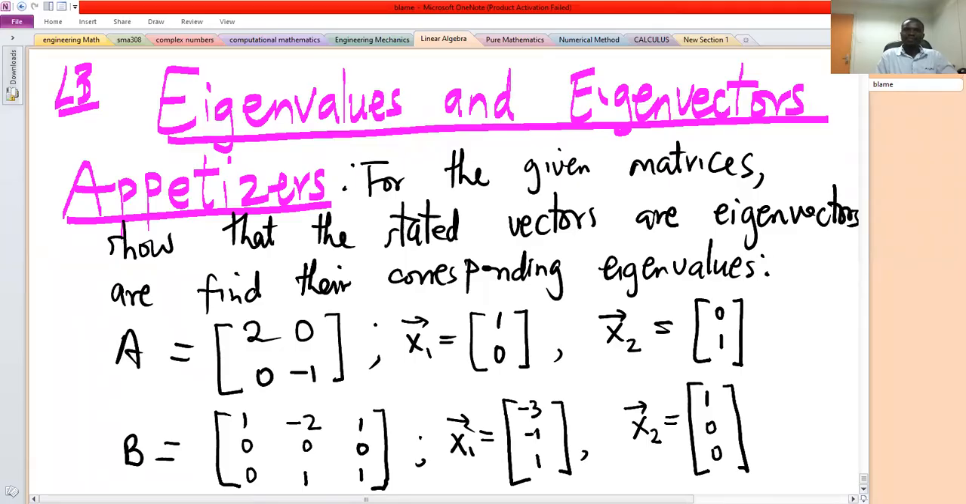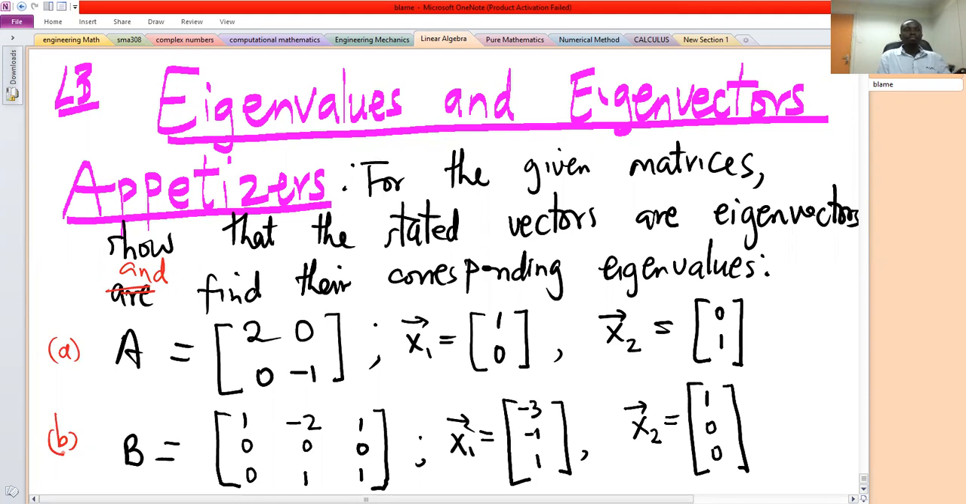Welcome to this session. Now we introduce eigenvalues and eigenvectors. For the given matrices, show that the stated vectors are eigenvectors and find their corresponding eigenvalues. So these are part A and part B of the problem.